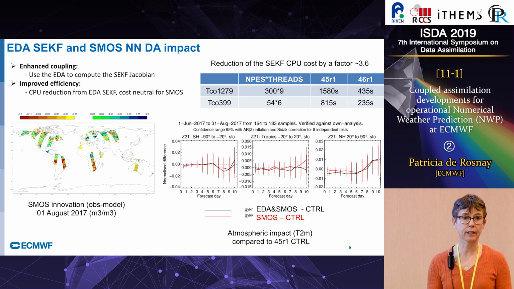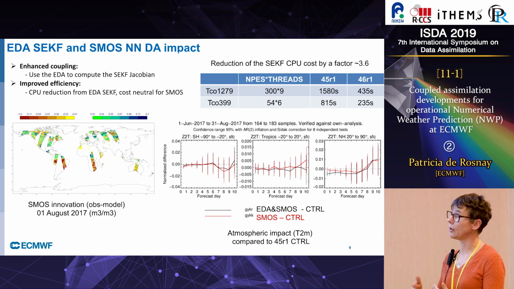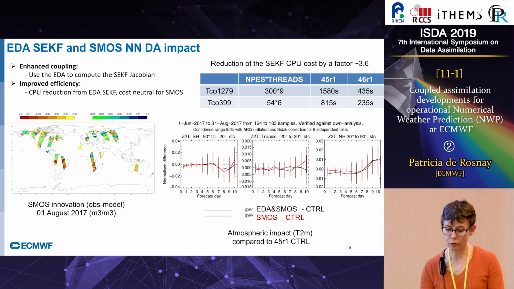It's a normalized root mean square error difference between the control, which is the current operational system, and the improved coupled land-atmosphere analysis using the SMOS product. This is on the right for the northern hemisphere, middle for the tropics, and left for the southern hemisphere. It's neutral in the tropics and southern hemisphere. In the northern hemisphere, we have a slight but non-significant improvement when we use the SMOS observations.